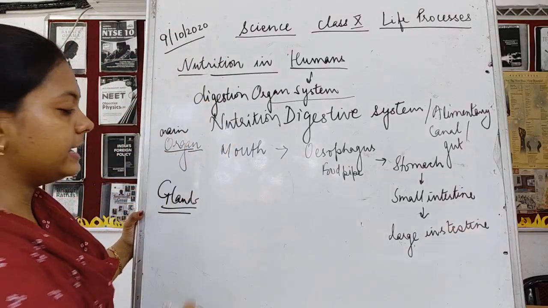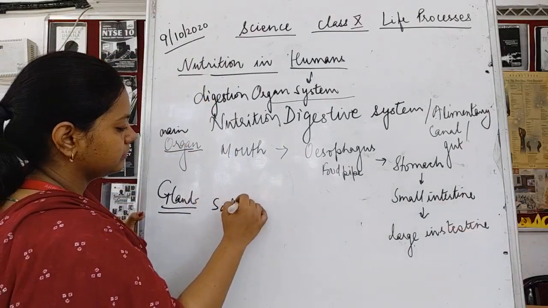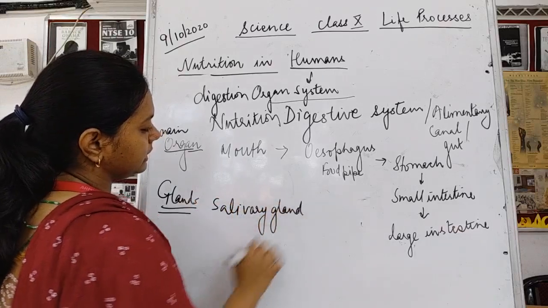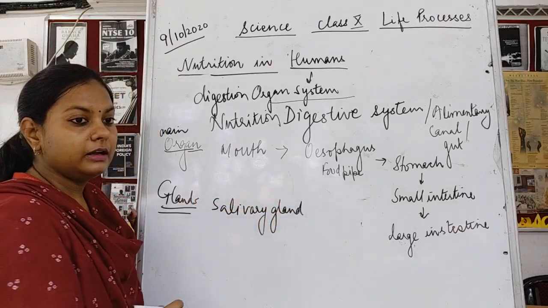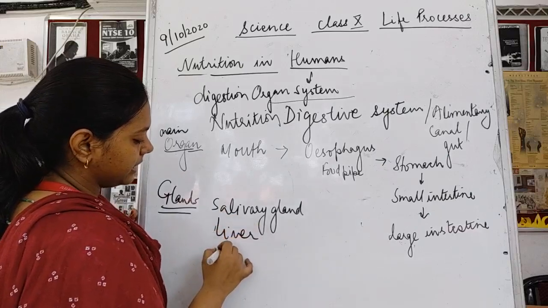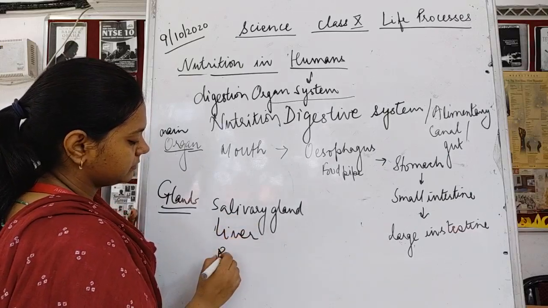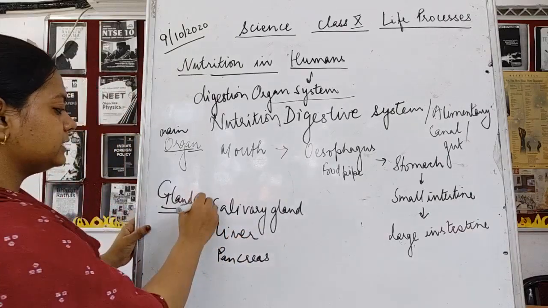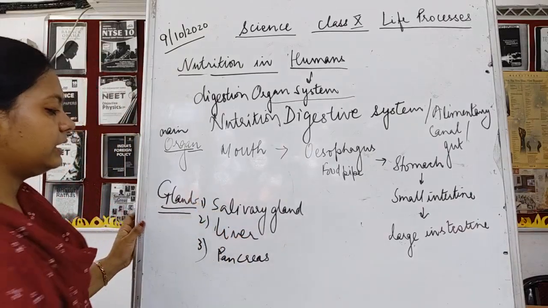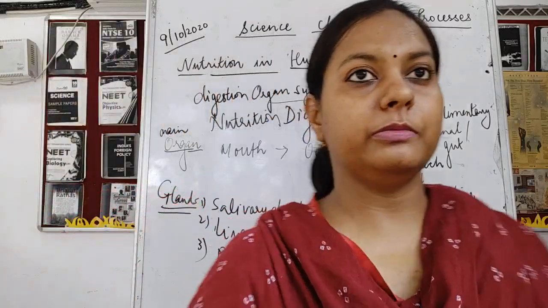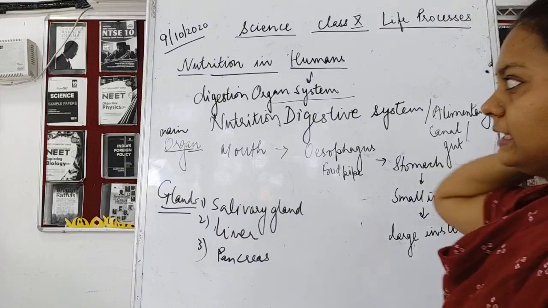The first gland is the salivary gland. And the next gland which is present here is the liver. And the next is the pancreas. So these are the three glands which are present in the body of an organism, in the body of an animal. Here we are talking about human beings. Actually, all the mammals will have the same condition.